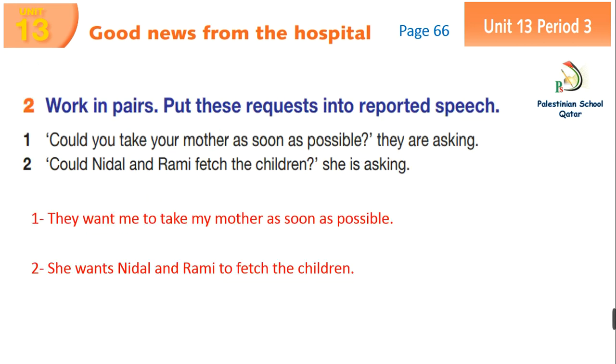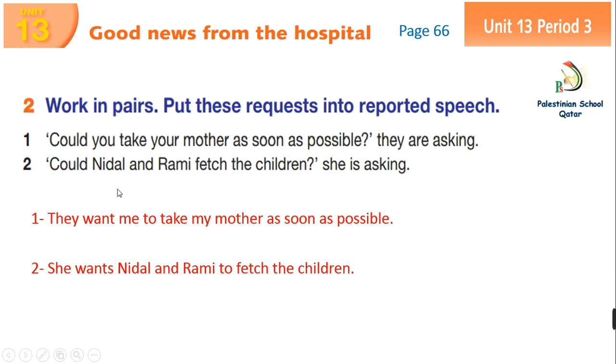Now let's come to exercise 2. Exercise 2, work in pairs, put these requests into reported speech. Number 1, could you take your mother as soon as possible? They are asking. So it becomes like this. They are asking this. We put it at the beginning. They are asking, or we can say they want me to. We don't forget to, and put after to the verb infinitive, to take my mother as soon as possible.